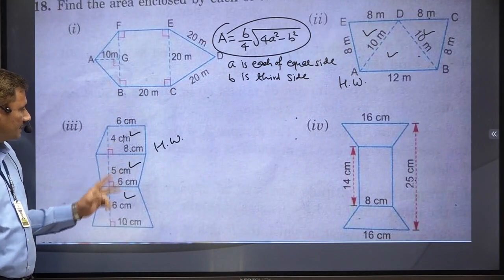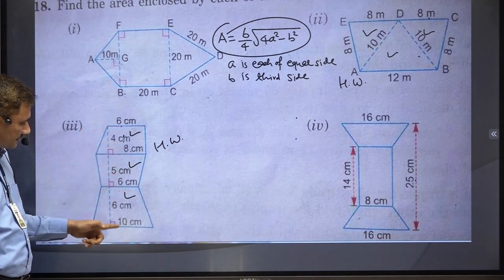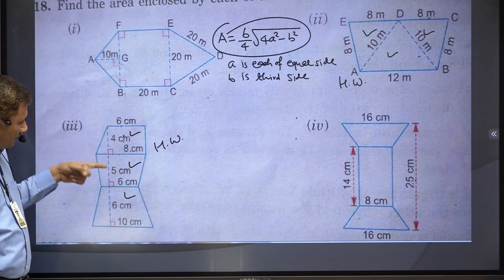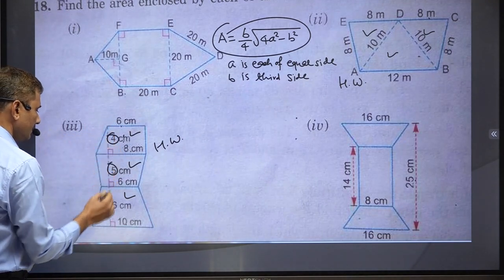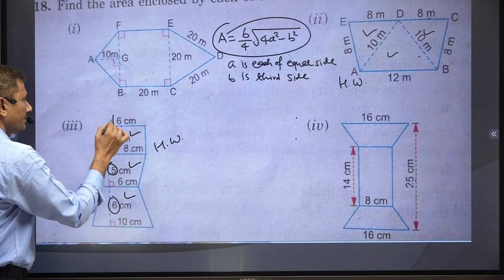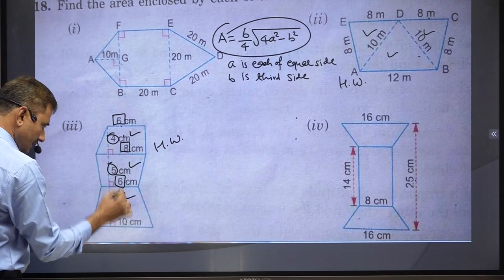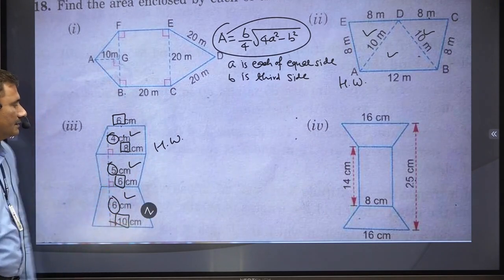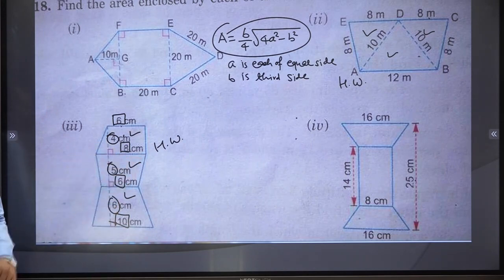Okay, all trapezium are there. Everywhere parallel sides are given: 6 and 8, 8 and 6, 6 and 10. Altitude is also given: 4, 5, 6. These are the altitudes, and these are the parallel sides: 6 and 8, now 8 and 6, and then 6 and 10. Now look at the last one.